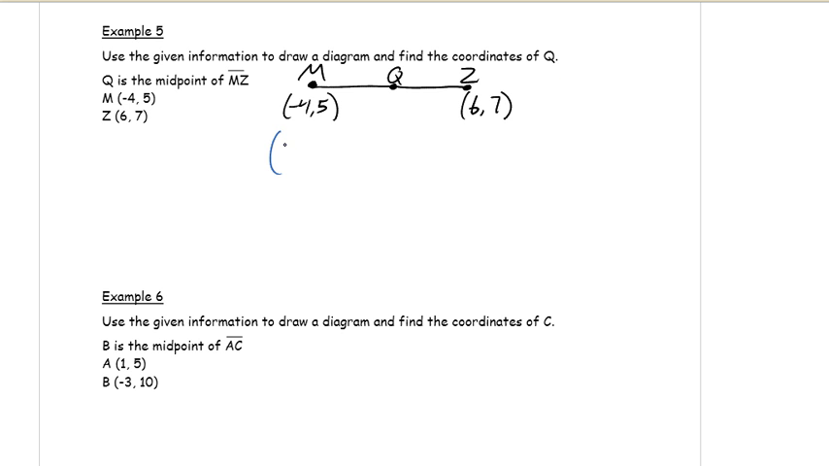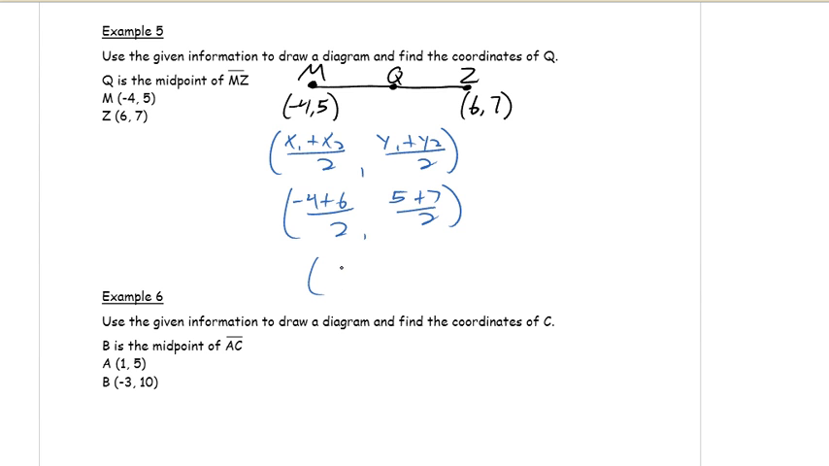So we're going to go ahead and say x1 plus x2 over 2, comma y1 plus y2 over 2 to find the midpoint. So negative 4 plus 6 over 2, comma 5 plus 7 over 2. So it's going to become negative 4 plus 6 is 2, 2 divided by 2 is 1, 5 plus 7 is 12, 12 divided by 2 is 6. So Q is (1, 6).